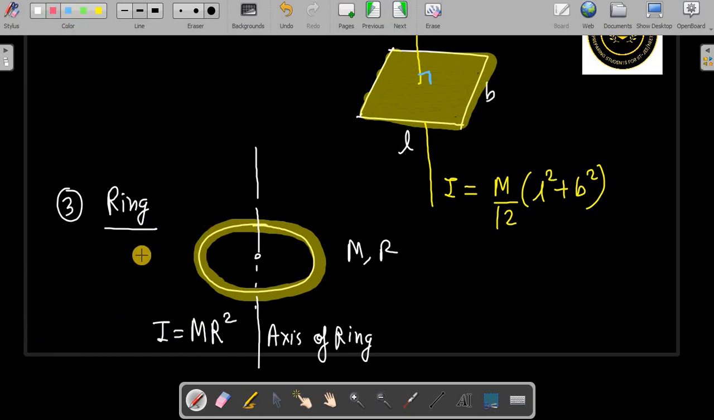Similarly, if you have to calculate about a diameter, there are so many diameters, right? If you consider a diameter, the moment of inertia will be m r square by 2. Like that you can calculate.